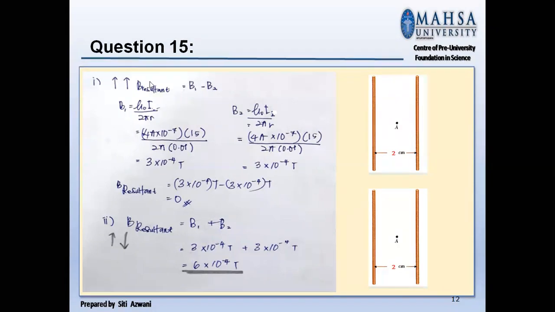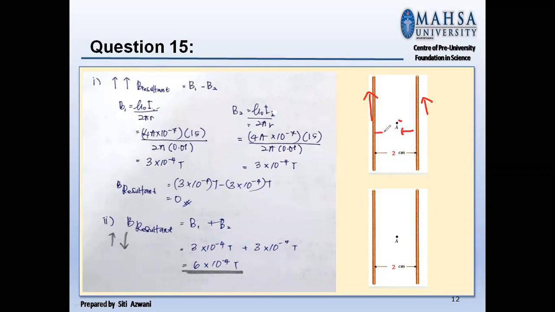If you refer back to your question for number 15, you want to calculate the magnitude of the resultant magnetic field B at point A. So where is your point A here? This is your point A. First, if both currents are in the same direction, so you have a current in the same direction, from the side here. So what happens to the force?